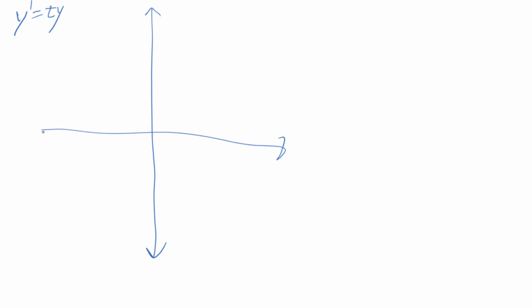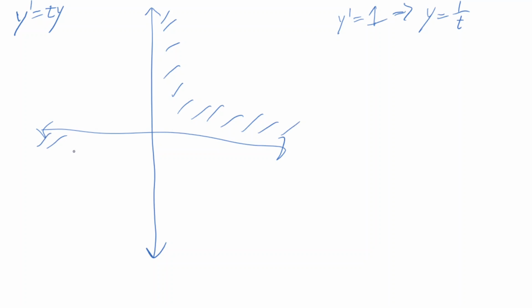Okay, so now let's look at a fourth example, y prime equals t times y. And let's adopt the strategy that we did last time, where we take a constant slope and look at what values of t and y give us that constant slope. So if y prime equals 1, we have y equals 1 minus t, which gives us a hyperbola. So everywhere on the curve, y equals 1 minus t, the slope is equal to 1. So we'll get the positive and negative values.